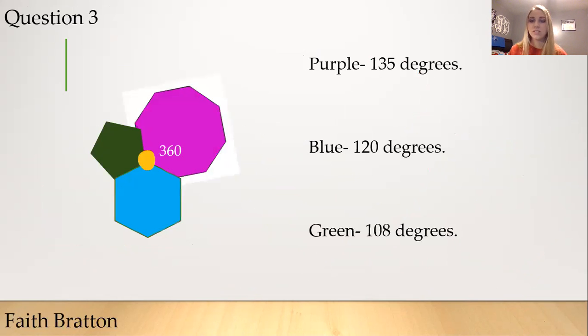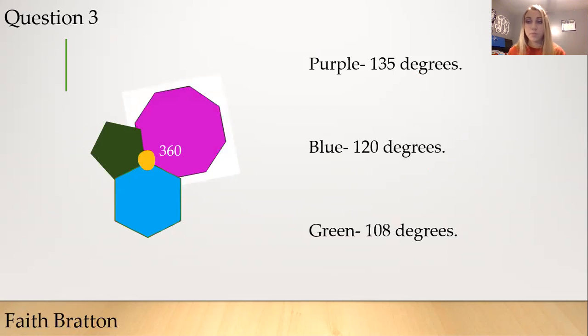For question 3, we need to demonstrate: is Maya correct with her vertex figure? This is what she's given us. We know the center is 360 degrees, so we need to figure out if Maya's figure is correct because her figure needs to equal 360 degrees. The purple has 8 angles, which is 135 degrees. The green figure is 108 degrees with 5 angles. And then the green is 108 degrees. The blue is 120, and the purple is 135.